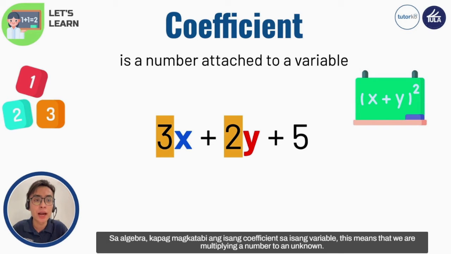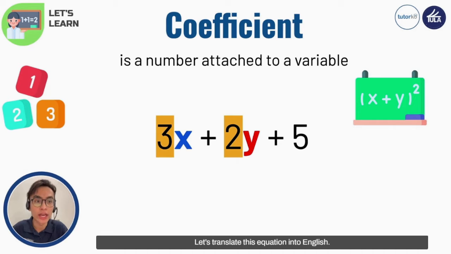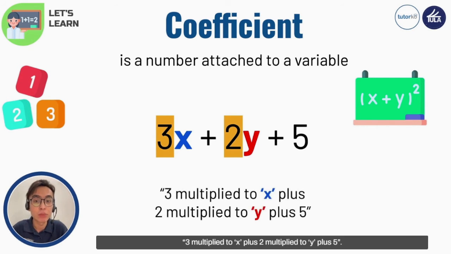Sa algebra, kapag magkatabi ang isang coefficient at isang variable, this means that we are multiplying a number to an unknown. Let's translate this equation into English. It will look something like this. 3 multiplied to x plus 2 multiplied to y plus 5. Huwag muna nating problemahin kung paano mag-multiply ng variables. Pero maganda rin na meron na tayong basic understanding tungkol dito.